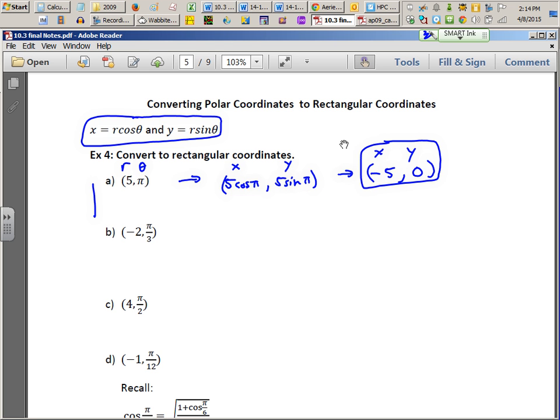The other way you could have done this problem is imagine a point that is 5 units from the origin over here at pi. Now, give me the x and y coordinates. Clearly that'd be negative 5 and 0.